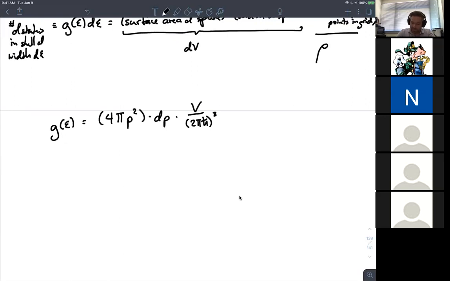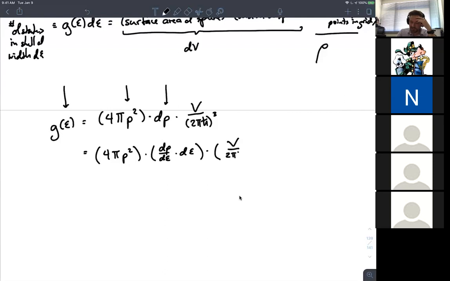Now the only problem is that all these things are expressed in terms of P on the right-hand side, and I want it in terms of energy on the left-hand side. So now what I have to do is rewrite this in terms of energy. Before I do anything with the first term, let me just rewrite it. For the second term, I'm going to do the same trick we did on Wednesday and use the chain rule. So dP, I can rewrite as dP dE times dE. And my density of grid points is still just V over 2 pi h bar cubed.